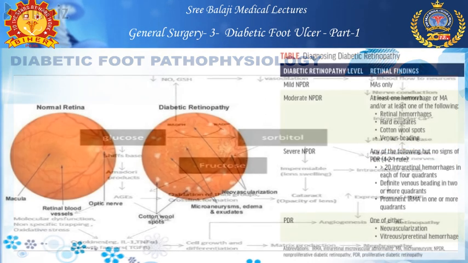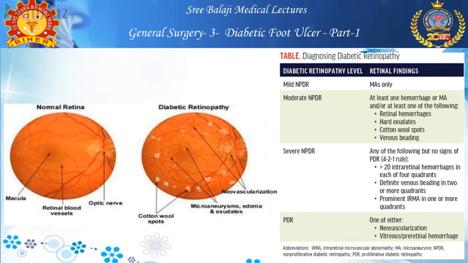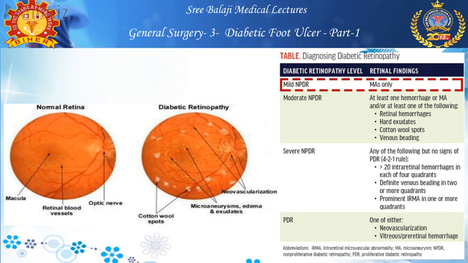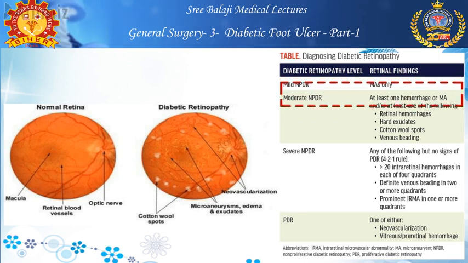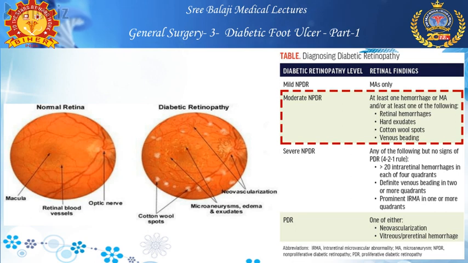So first, we should know about diabetic retinopathy. Diabetic retinopathy is also one of the complications following long-term diabetes. So how does it present? Initially, it presents as mild non-proliferative diabetic retinopathy where patients will have only microaneurysms. Similarly, in the next stage, they present as moderate non-proliferative diabetic retinopathy. They will have microaneurysms, and at least one of the following, which include retinal hemorrhages, hard exudates, cotton wool spots and venous beading.